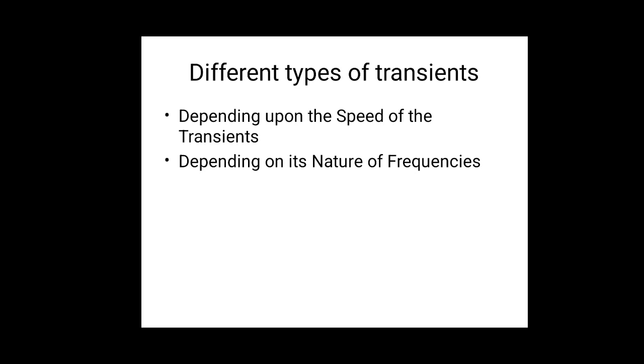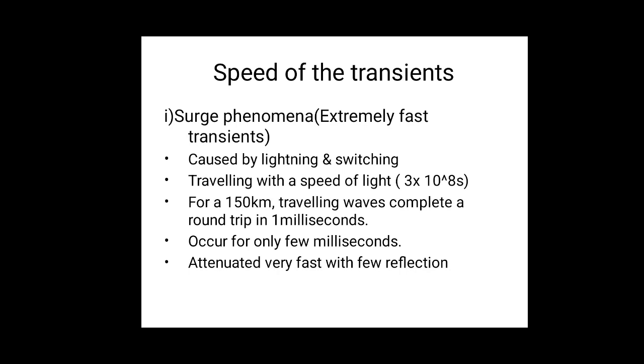What are the types of transient? Depending upon the speed of the transient and the nature of the frequency, the transients are categorized into two types. In this, first we'll discuss about speed of the transients. Based on the speed of transient, it is categorized into three.